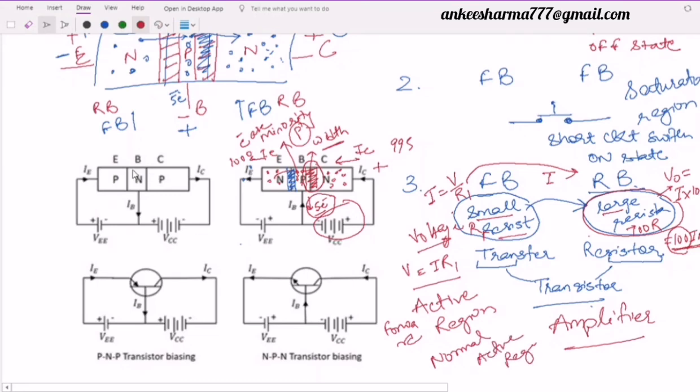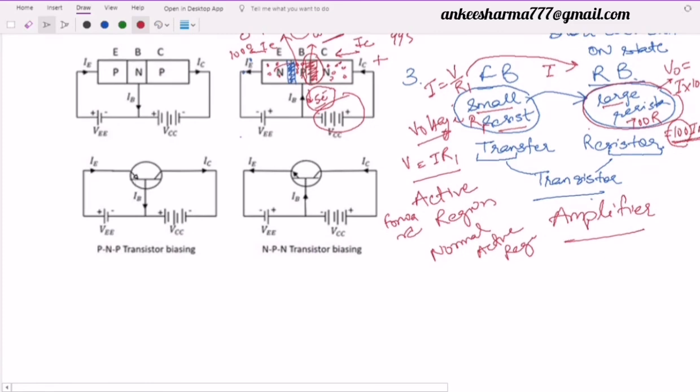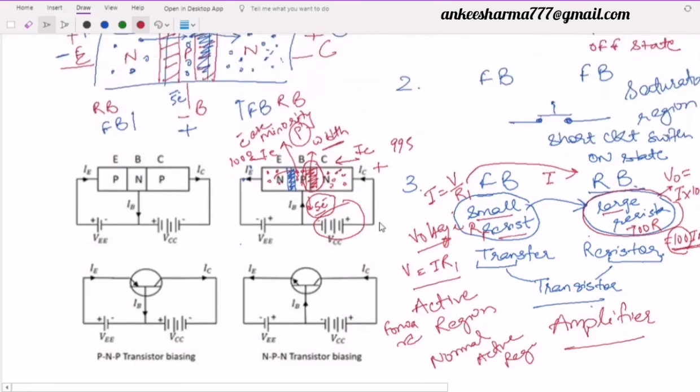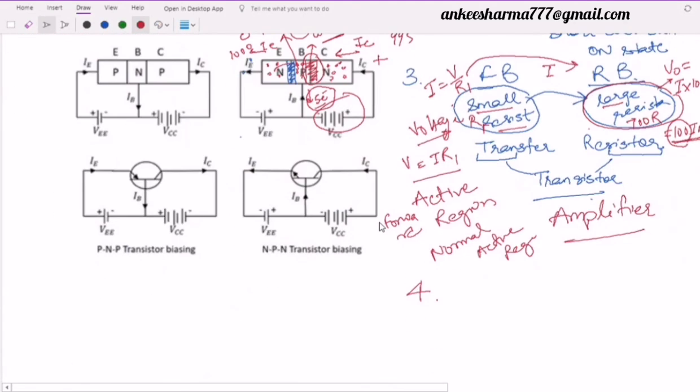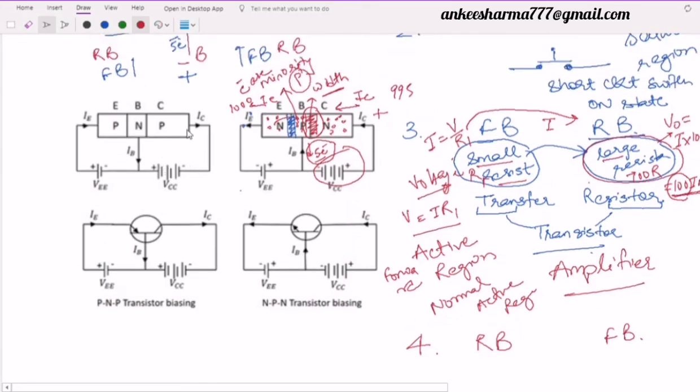Then the last one, that is the fourth one, is what we are going to do here. We are going to make our emitter reverse biased now and our collector forward biased. So what is going to happen now? This is also important. Look here, I will discuss this in the PNP case because my diagram is full over here. So now we are going to reverse bias this part. Whenever we reverse bias, the depletion width will increase over here. And we are going to forward bias our collector, so the width will be small in this region.